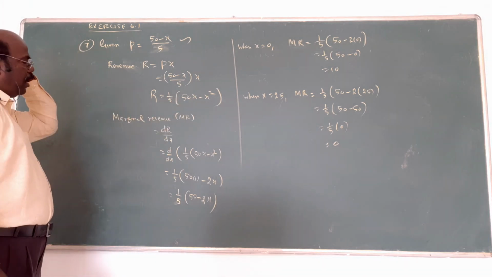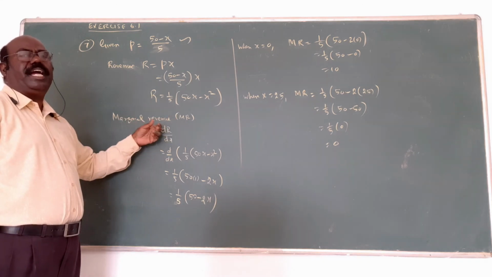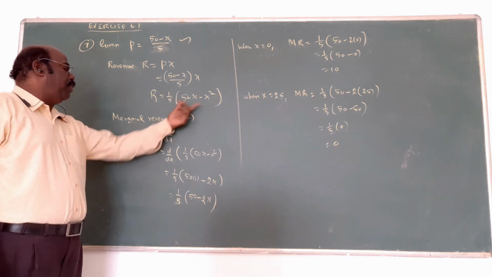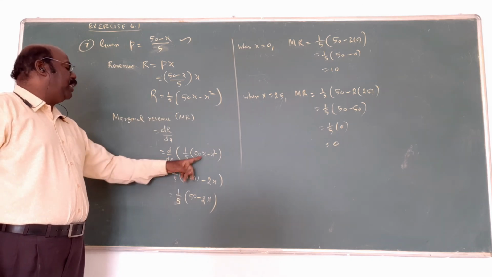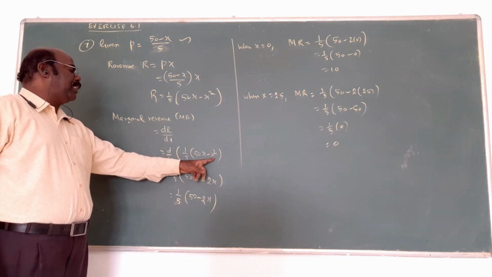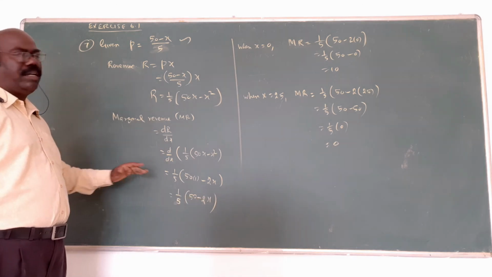Now, from capital R, you will find the marginal revenue. Marginal revenue is what? MR, that means dR by dx. Substitute the R value. 1 by 5 is constant, 50x differentiated, 50 constant, x is 1. Minus the derivative of x square, which is 2x. So the marginal revenue is 1 by 5 into 50 minus 2x.